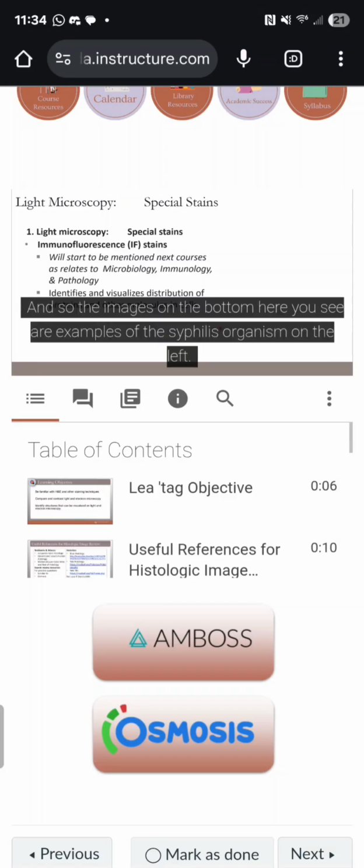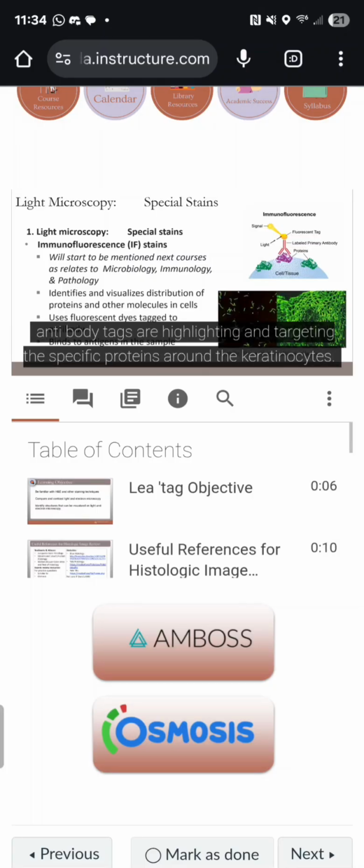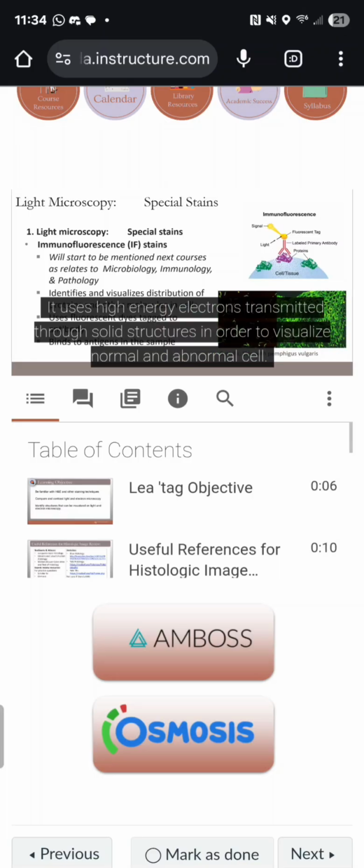And so the images on the bottom here, you see are examples of the syphilis organism on the left, and then the skin is a pemphigus vulgaris, in which fluorescent stained antibody tags are highlighting and targeting the specific proteins around the keratinocytes. The next microscopy is called transmission electron microscopy, TEM, or generally termed EM. It uses high energy electrons transmitted through solid structures in order to visualize normal and abnormal cell ultrastructure.